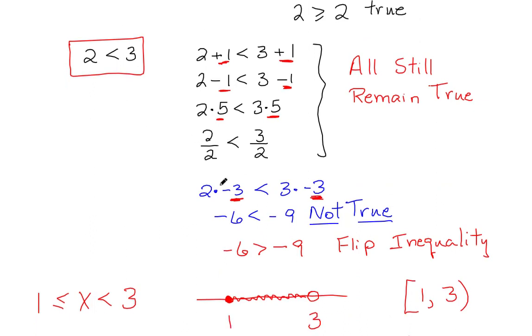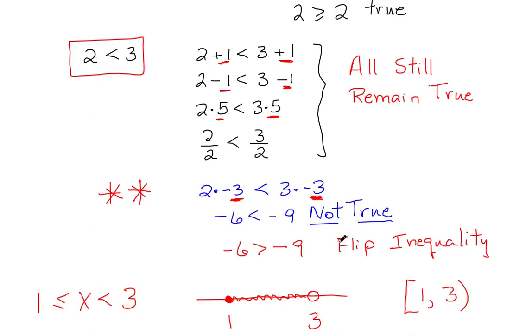If I multiply both sides by a negative number, so this is our big exception here. 2 times minus 3 is minus 6. 3 times minus 3 is minus 9. Is it true that minus 6 is smaller than minus 9? No, if I'm thinking about a number line, minus 9 is certainly to the left of minus 6. Now, it would be true if I flip the inequality to point the other way. So that's going to be the secret.